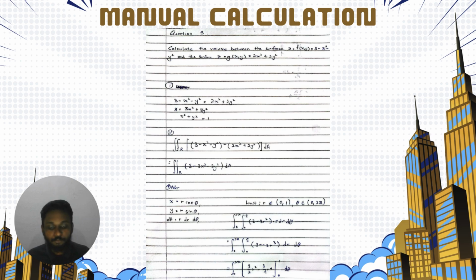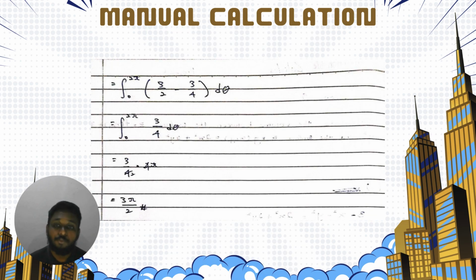In the integral, we get in the bracket 3 over 2 r squared minus 3 over 4 r to the power of 4, d theta. We continue: the integral from 0 to 2 pi of 3 over 2 minus 3 over 4 d theta, which gives the integral from 0 to 2 pi of 3 over 4 d theta. After we solve it, the final answer is 3 pi over 2.